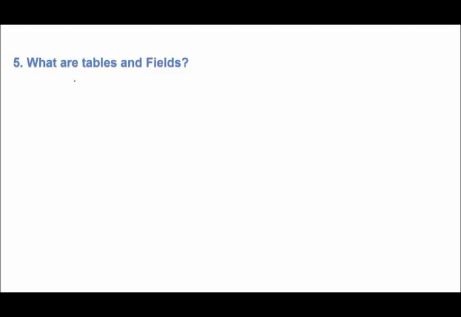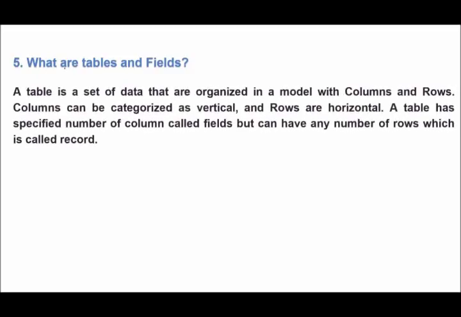What are tables and fields now? When you're talking about this RDBMS, the data is organized in the form of tables. So a table has what? A table has rows and a table has columns. So the table is a set of data that are organized in a model with columns and rows. These columns can be categorized as vertical and rows are horizontal.